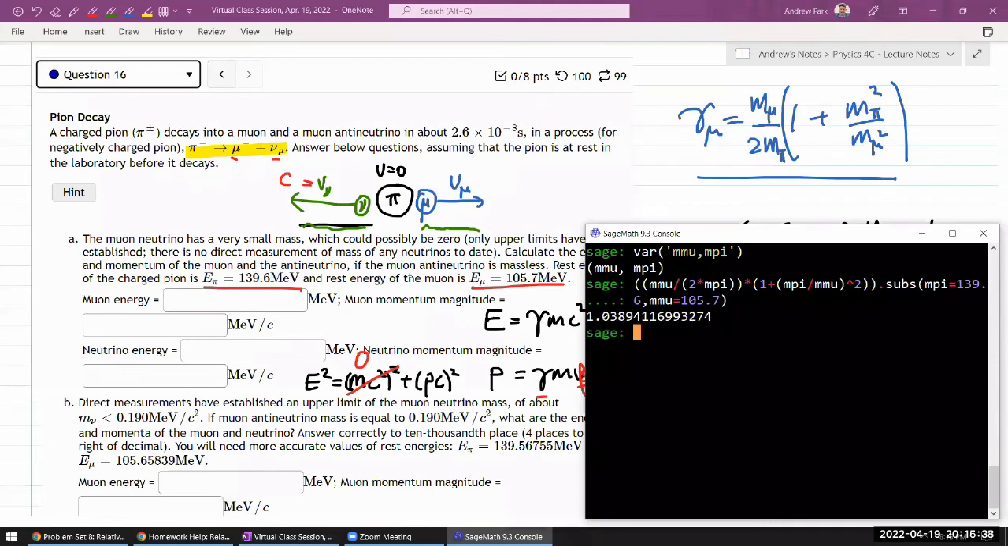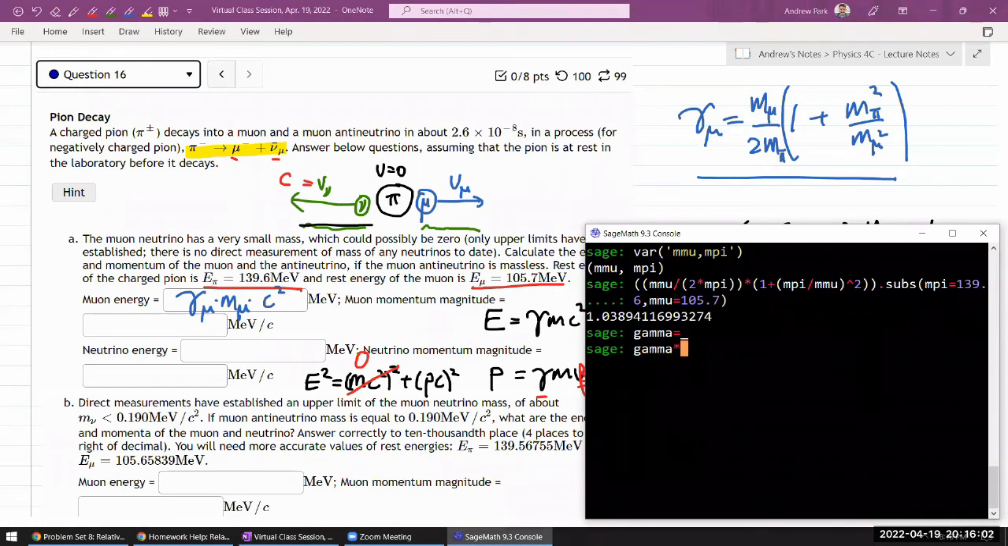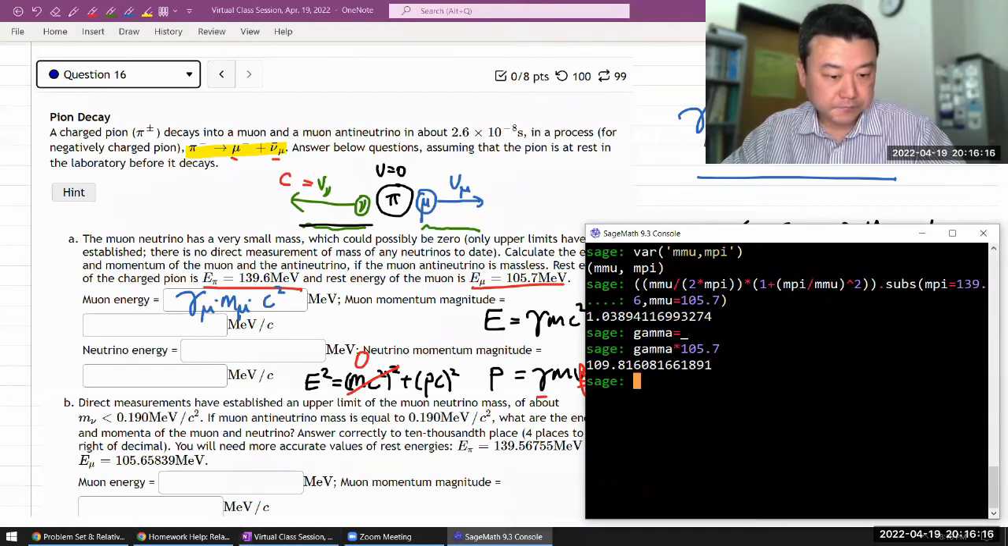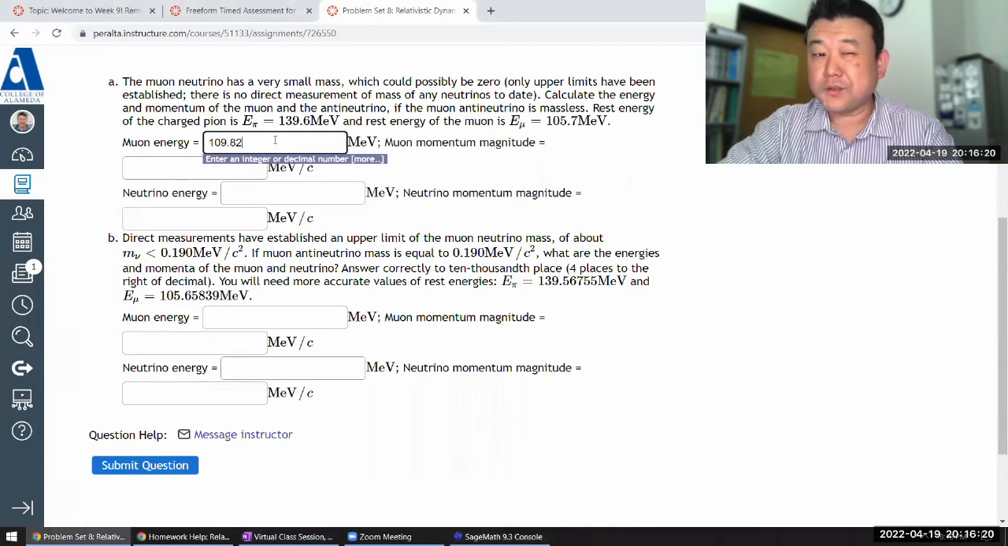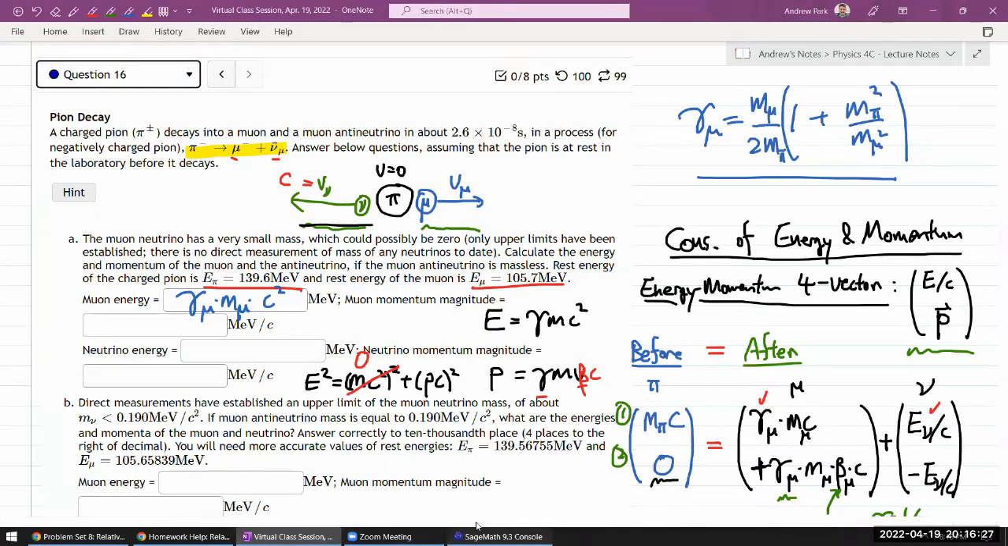So gamma is equal to, that's what gamma is, and I can use that to calculate everything else. So muon energy, in terms of the expressions, is gamma muon times mass of the muon times c squared. So here I have gamma times the mass of the muon, which was 105.7, and the c's will work themselves out. So 109.82, let's make sure that that's correct. 109.82, and I did that as just a checkpoint, and the rest will just follow.